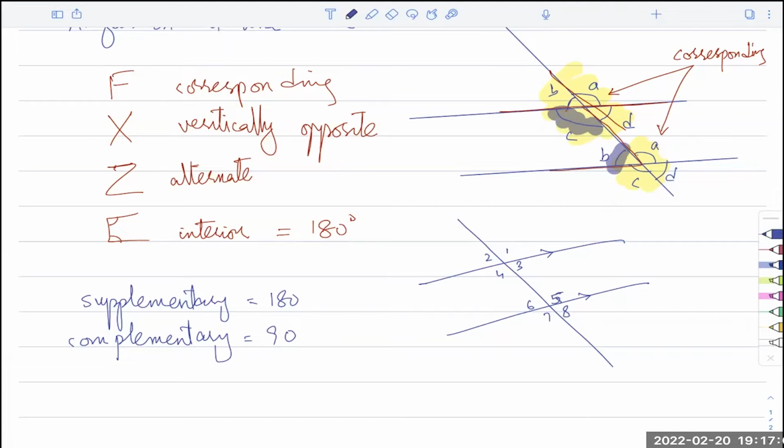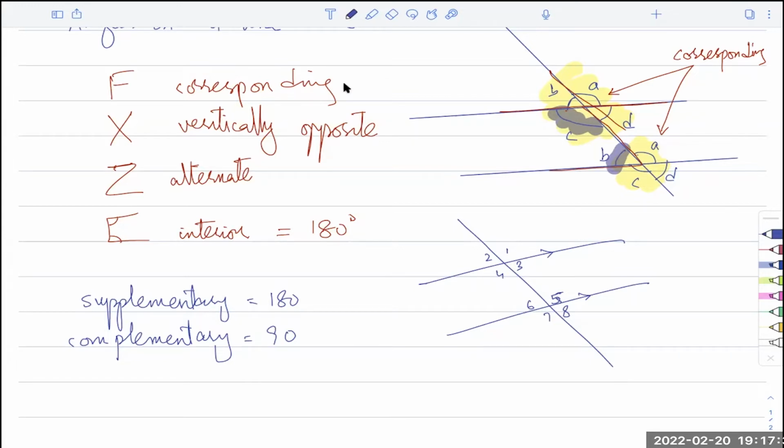Vertically opposite, sir. They are vertically opposite. So they'll be equal. Yes. Angle 2 and 3 will obviously be the same. Angle 2 and angle 6, what's the relation between them? Are they the same angle? They're corresponding, I think. They're corresponding angles. Yes, that is true. They're corresponding angles.